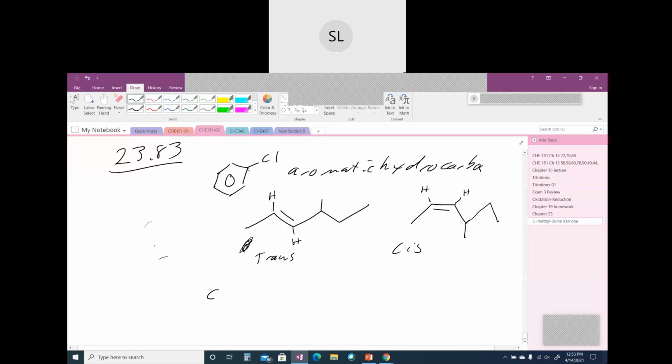Part C, n-octane, CH3, you can be lazy and say CH2 sub 6, CH3, or of course you can write CH2 6 times. All right, so that is simply octane as your 8 carbons in a row. For each answer in A through C, indicate if the molecule is saturated or unsaturated.